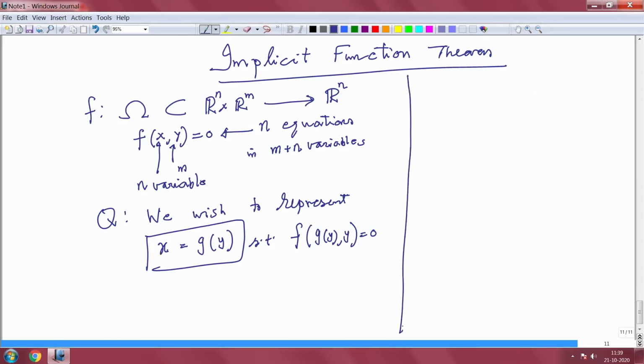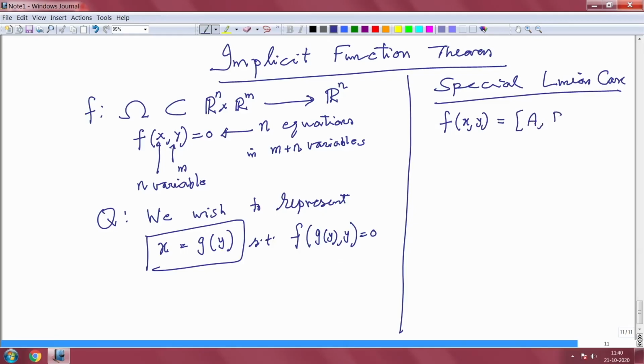So, let me look into the special case, the linear case. Okay. What is the meaning of f of (x, y) being linear? It exactly tells you that you can write it as linear equations like this, (A B) times (x, y). This A is n by n, this B is an n by m matrix. So, you get an n by (m plus n) matrix, that is true. F is from R^n cross R^m to R^n and is linear, then the matrix representation is an n by (n plus m) matrix.